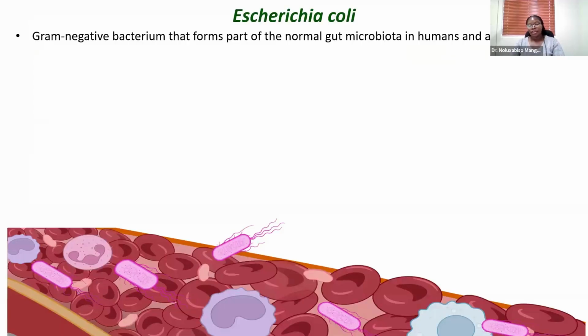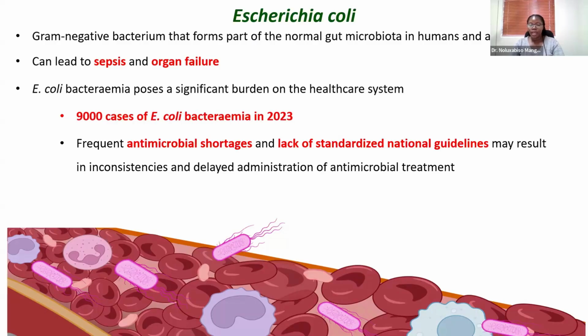E. coli is a gram-negative bacterium that forms part of the normal gut microbiota in humans as well as in animals. And when it enters the bloodstream, it disseminates into distant organs, leading to sepsis as well as organ failure. E. coli bacteremia poses a significant burden on healthcare systems in South Africa, with over 9,000 cases reported in 2023 alone.